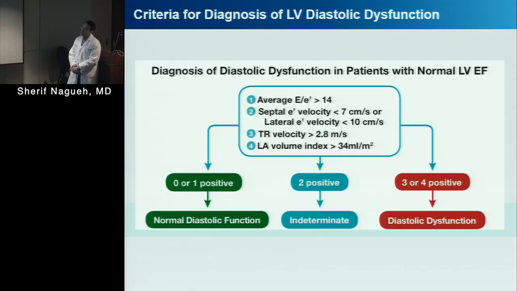Yeah, when was this published? April 2016, Journal of the American Society of Echo. It seems like a lot of weight was put on the LA volume index. Yeah, the volume index based on the BSA, body surface area.